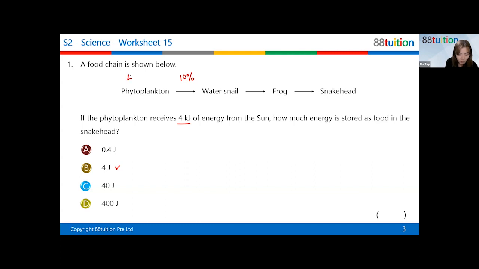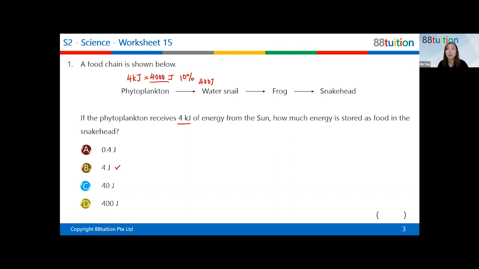Okay, so from the sun, there is 4 kilojoule. But this is too small a number to work with. We can convert this to something, right? So convert this to joules. What do you have? Convert this to joules. Thank you. Okay, so this is 4,000. So 10% of 4,000 joules get passed on. That means there will be 400 joules.